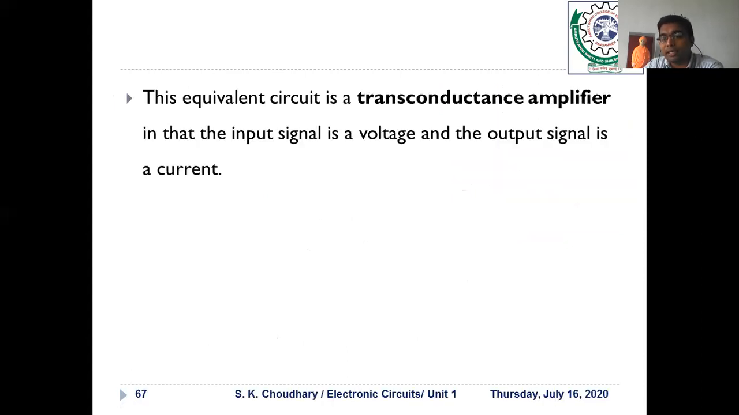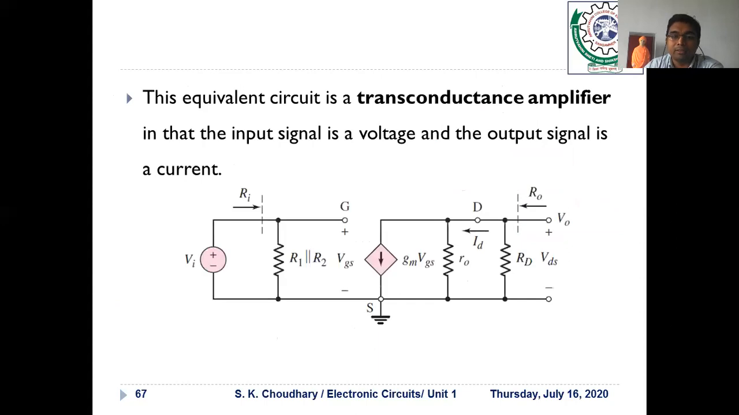So this equivalent circuit is a transconductance amplifier, where the input signal is a voltage and the output signal is a current. That's why it is also called a transconductance amplifier, because the input signal is a voltage and the output signal is a current. This is the main reason why it is called transconductance.